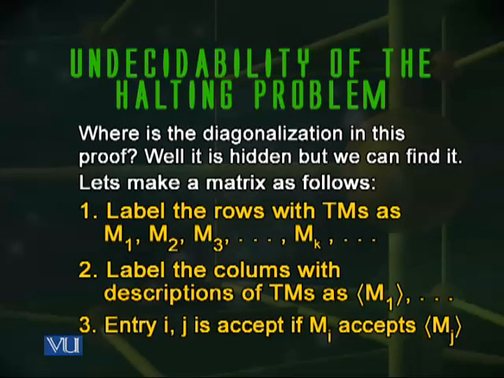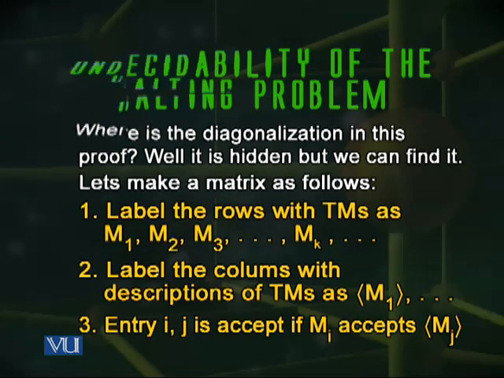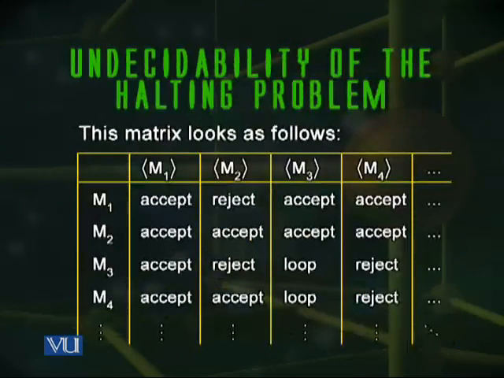And let's take the i, j entry of this matrix to be what the Turing machine Mi does if you give it the description of the jth Turing machine. So the i, j entry is going to be accept if Mi accepts the description of Mj. This matrix would look as follows. The first three entries in the first row tell us that M1 accepts its own description and the description of M3, but not the description of M2, and so on.